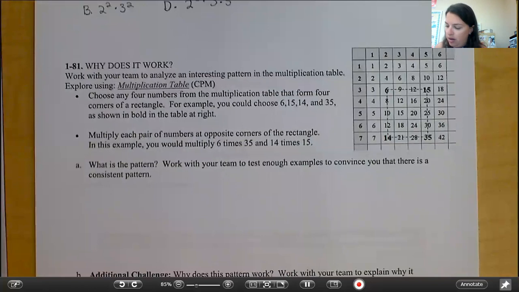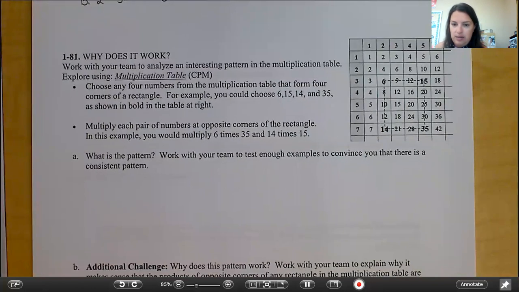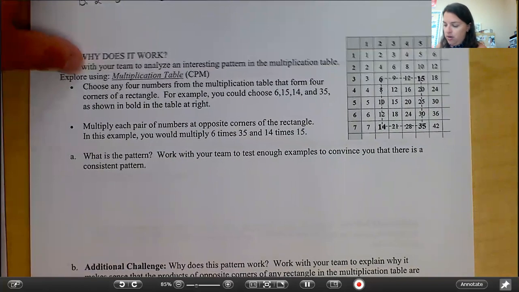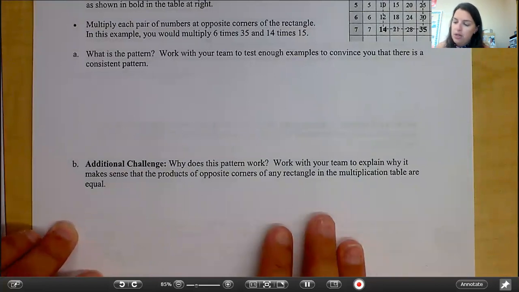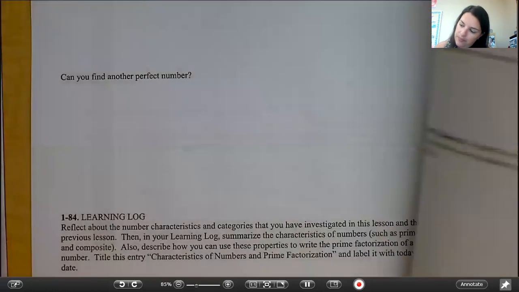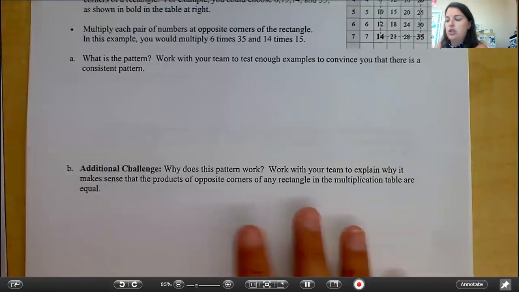A, what is the pattern? Work with your team to test enough examples to convince you that there is a consistent pattern. And B, why does the pattern work? Work with your team to explain why it makes sense that the products of the opposite corners of any rectangle in any multiplication table are equal. So I want you to work through A and B. That is the last two questions.